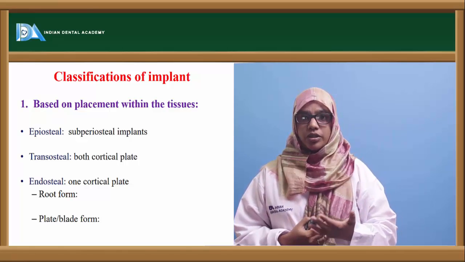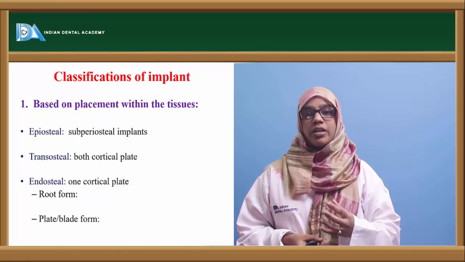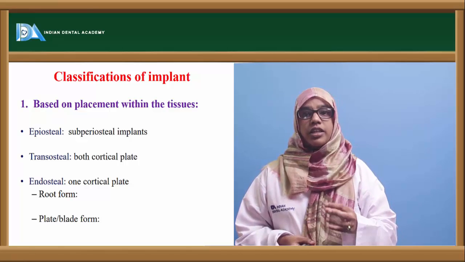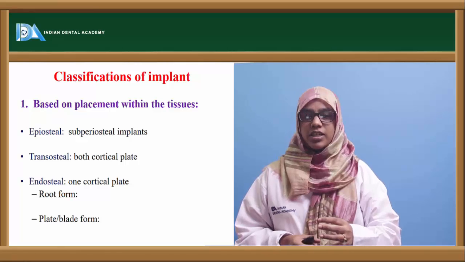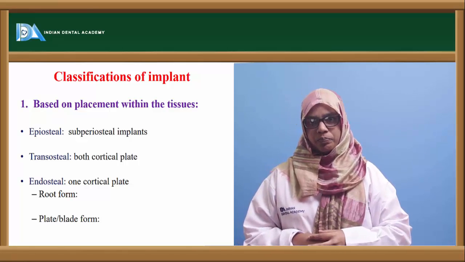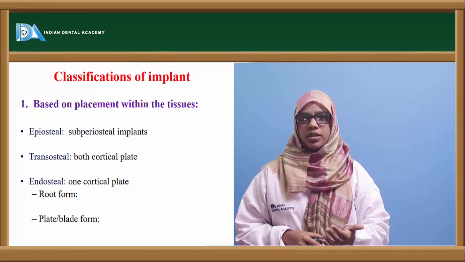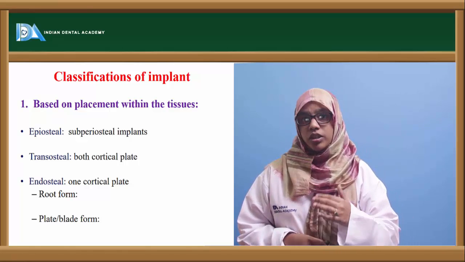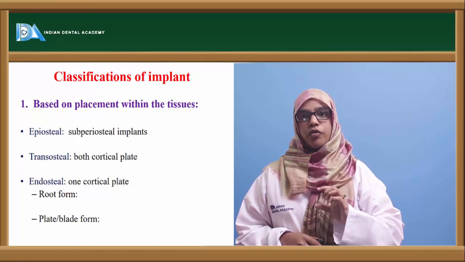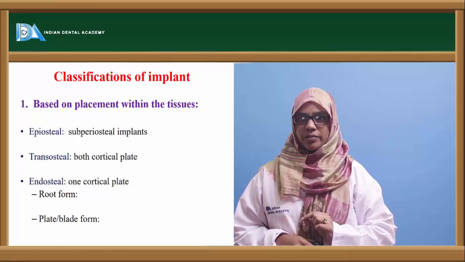Now based upon the placement within the tissue, implant can be classified as an epiostal implant, wherein they take support from the bone itself, that is they rest on the bone. These are examples of subperiostal implant. Then transostal implant. They engage both the outer and the inner cortical plate. Thus they take the support from both the outer and inner cortical plate.